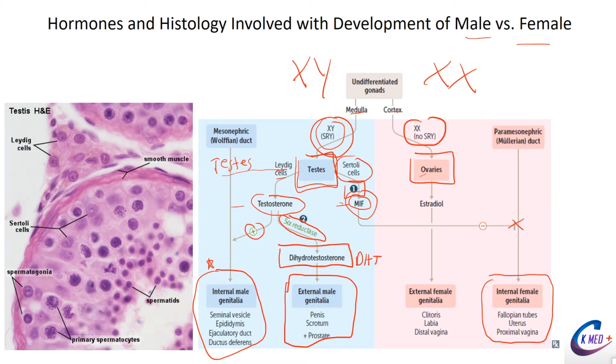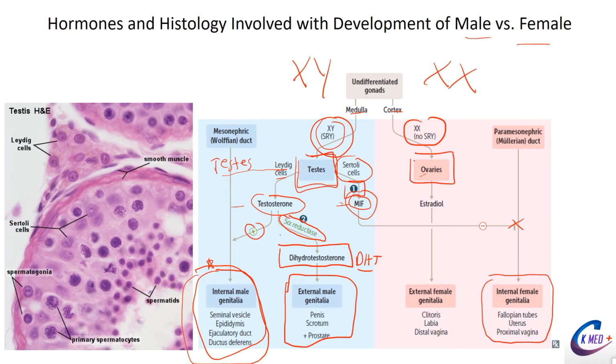We made testicles, Sertoli cells, and Leydig cells. We inhibited the female stuff. We promoted the production of internal stuff with testosterone, external stuff with DHT, and if we were to cut off this enzyme, with a deficiency of 5-alpha reductase, you can see that we can still make male inside stuff. We just can't do outside. So we'd have an ambiguous genitalia, or we might even have female-like genitalia because we weren't able to make DHT if 5-alpha reductase is the deficiency.